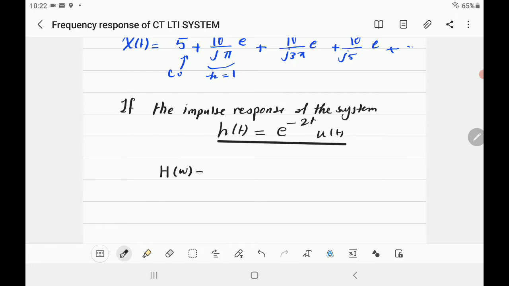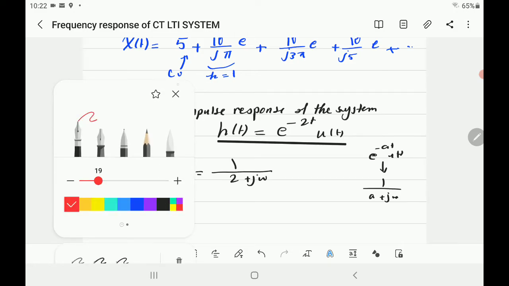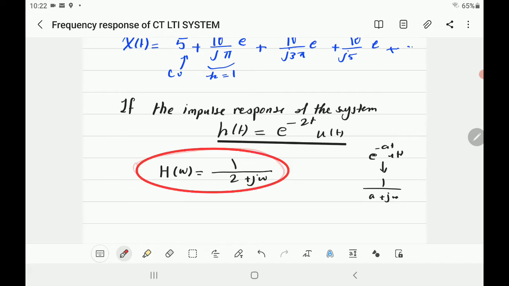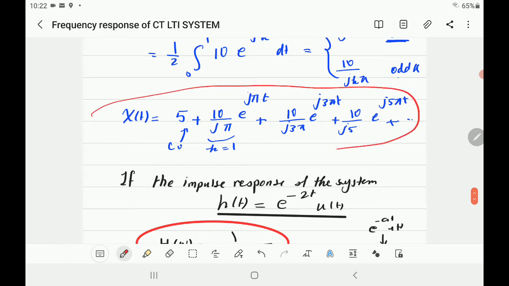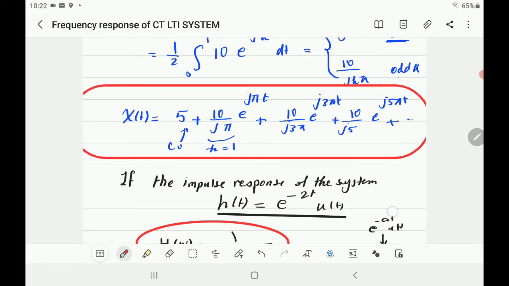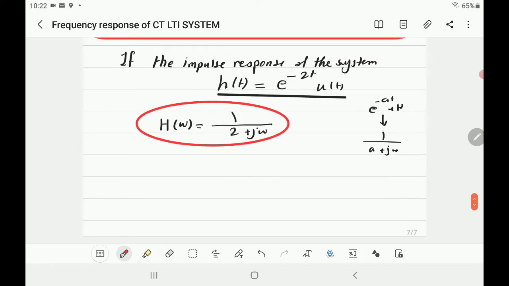We did that before. If you know the formula that e to the minus a t u of t has a Fourier transform equal to 1 over a plus j omega, I'm going to use that, with a equal to 2, so it will be equal to 1 over 2 plus j omega. So that will be the impulse response given in the frequency domain. Great. So now what do you have? You have the input expressed as a series, and you have the transfer function.